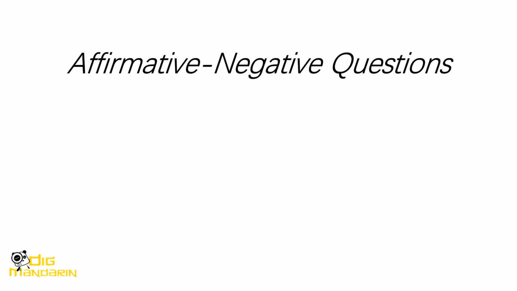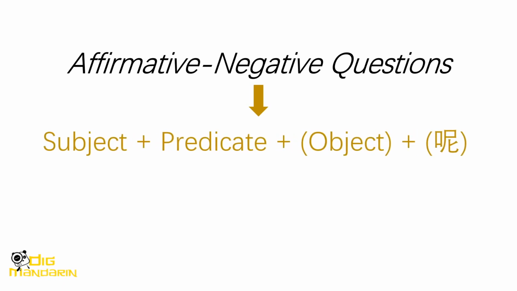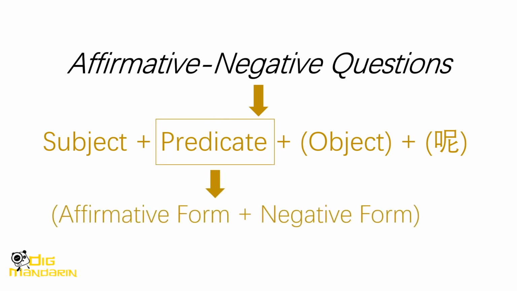And then let's look at affirmative negative questions. These kind of questions are shown in this way. Subject plus predicate plus object plus n. Here, object and n is not always necessary. And in the predicate part, usually the affirmative form and the negative form will exist together.